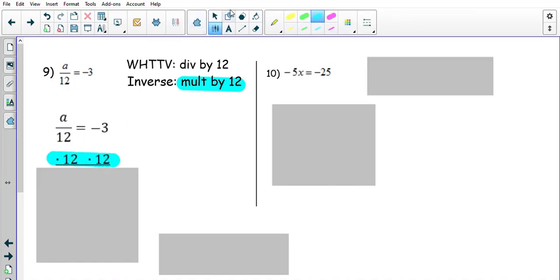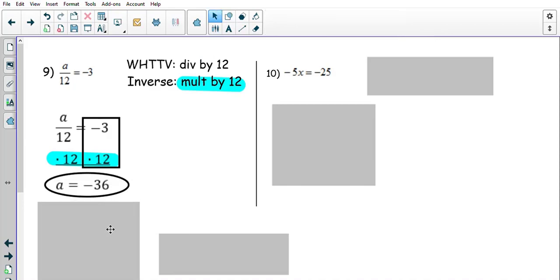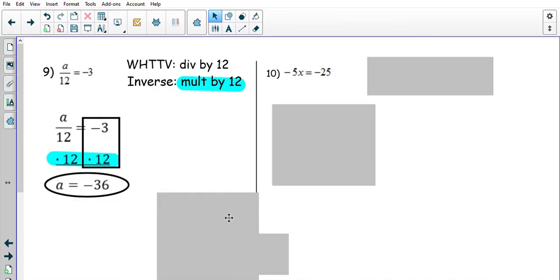So what are you plugging into your calculator? You're going to plug in negative 3 times 12, which is going to get us negative 36. So our solution is a equals negative 36.